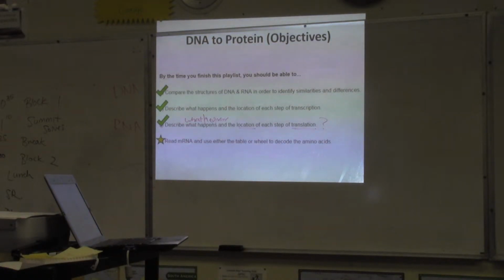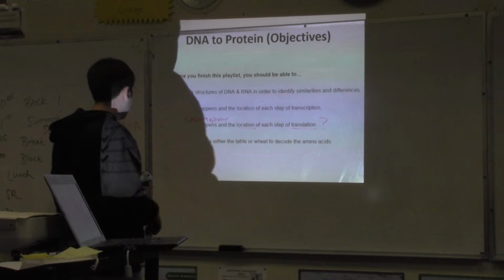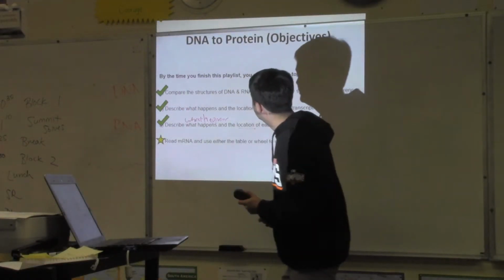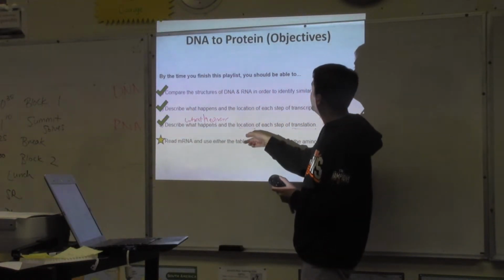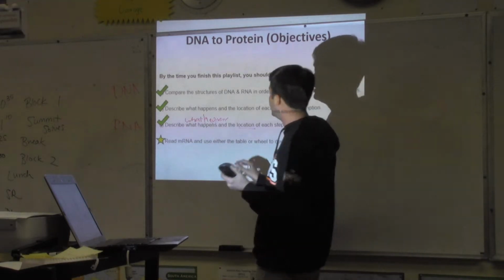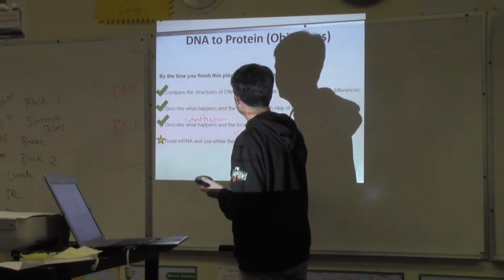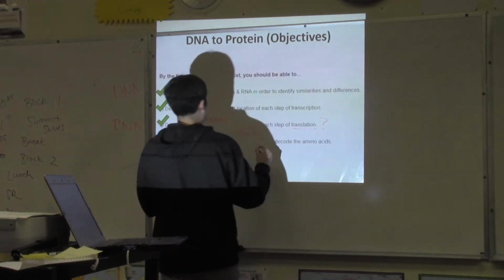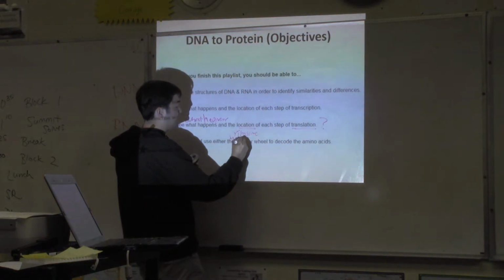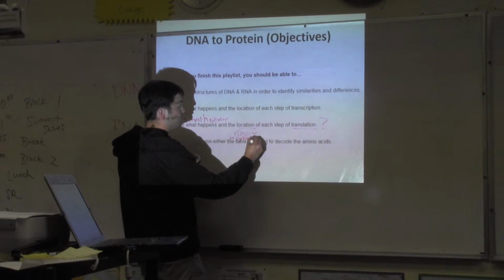Go back and check your notes if you need to. You just want to summarize what happens during translation. All right. So what's the location of translation? The location is at the ribosome. If you want to be a little more specific, it's the ribosome in the cytoplasm, because it's outside the nucleus.